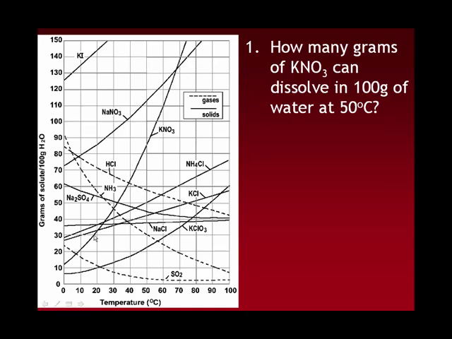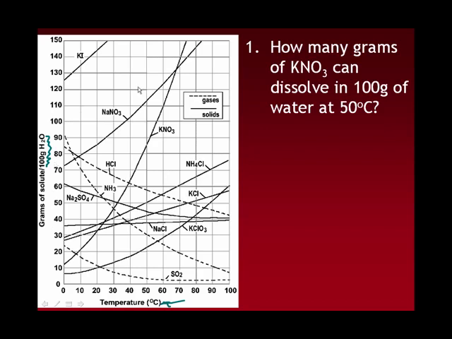Now this is a solubility graph, and sometimes you'll get ones that are a little simpler looking. This one does show up on your quizzes and tests, and it's really not as freaky and hard to read as it may look. Down here at the bottom for my x-axis, this is the temperature. For the y-axis, it's grams of solute that can be dissolved in 100 grams of water.